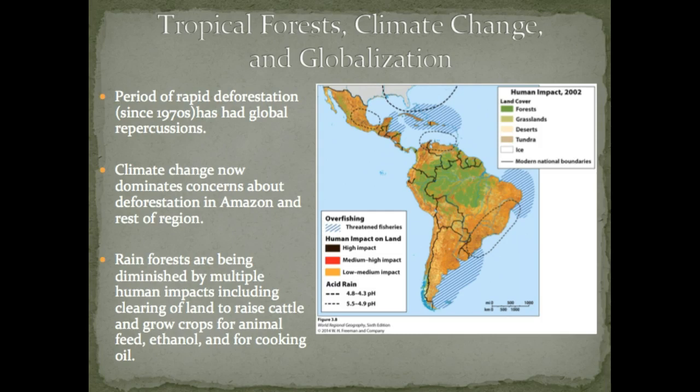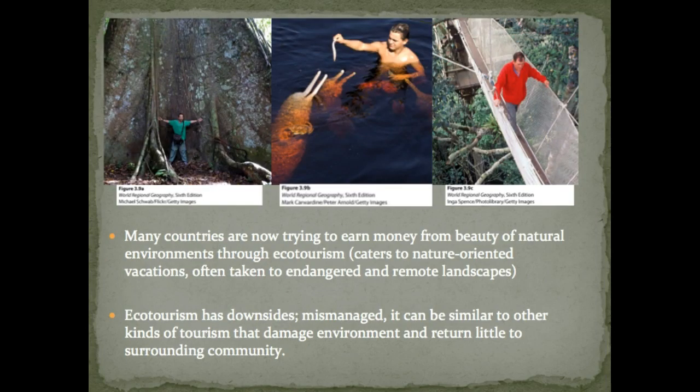But the cultivation of soy and soybeans for export around the world, especially from Brazil and Argentina, these are very significant drivers of deforestation in the region. We can also see that now many countries are trying to earn money from the beauty of the natural environments through ecotourism, and that ecotourism sometimes can have downsides if mismanaged.